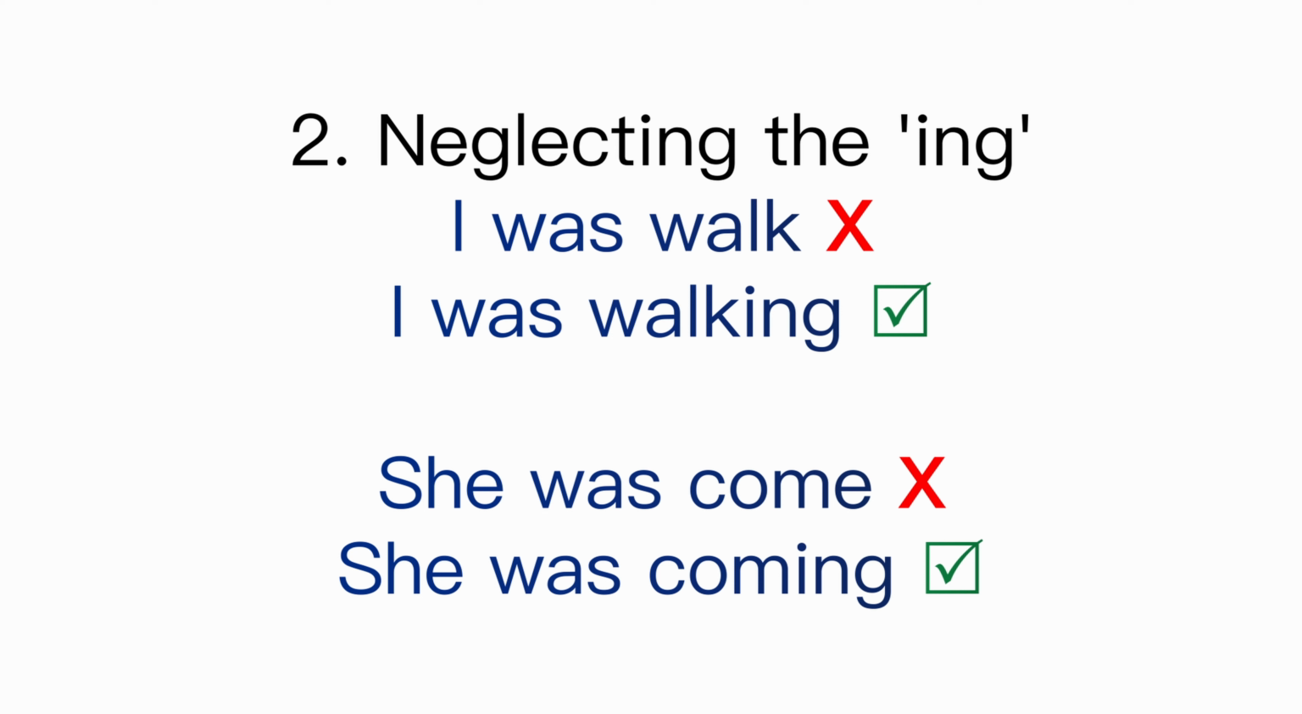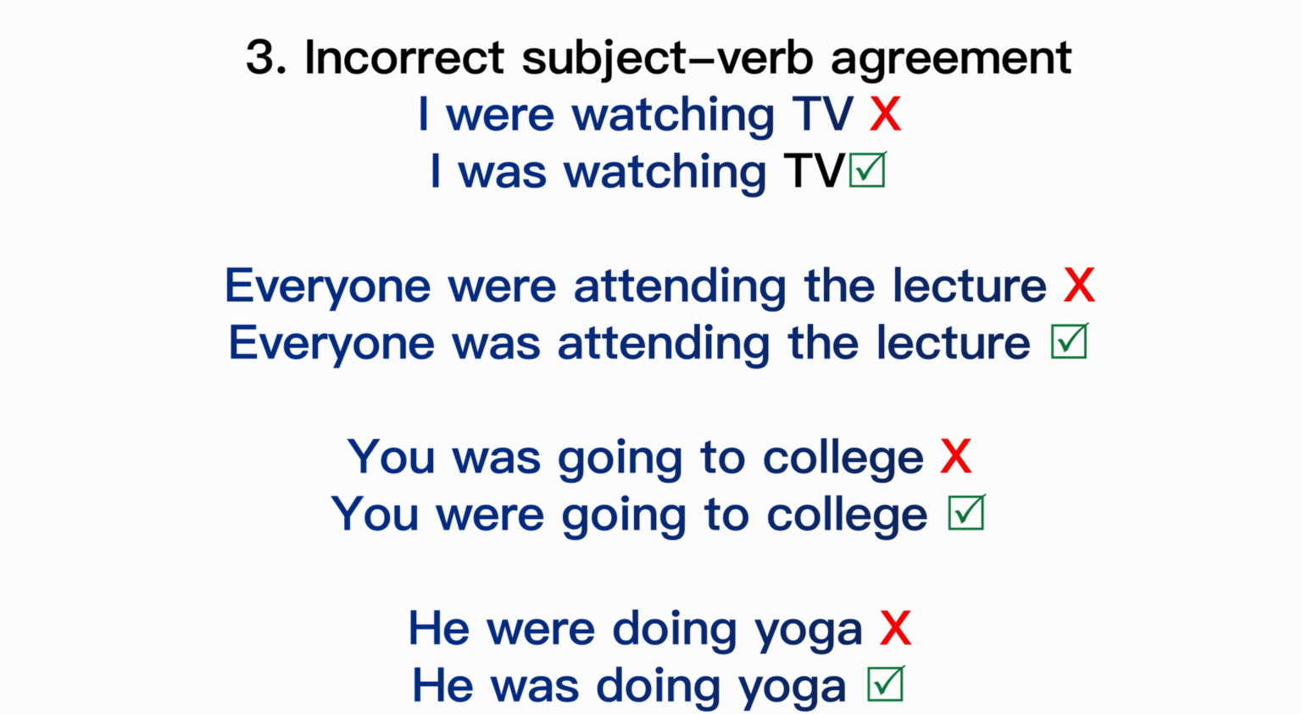It's incorrect to say I was walk. Instead, you must say I was walking. Similarly, it's wrong to say she was come. You must say she was coming. Another mistake is incorrect subject-verb agreement. You should ensure was for singular subjects and were for plural subjects.